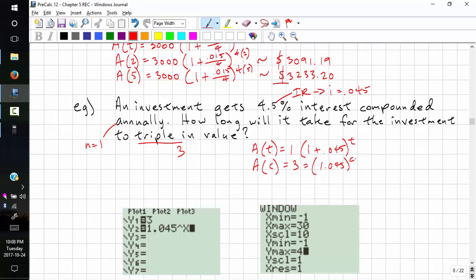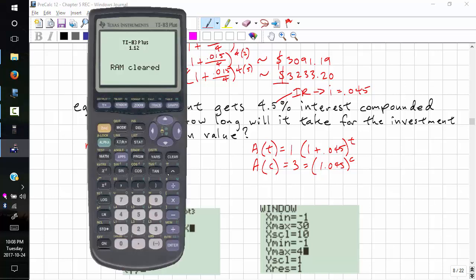And we'll use a graphing calculator. Okay, so we go y equals 1.045 raised to the power of x minus 3. Put a minus here instead of an equals. That way we're looking for an intercept rather than an intersection.